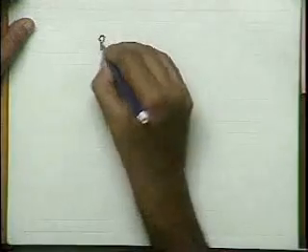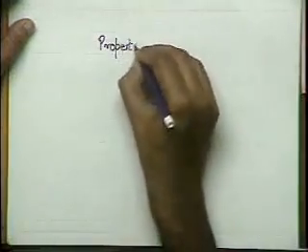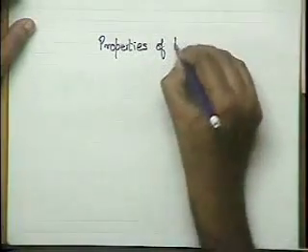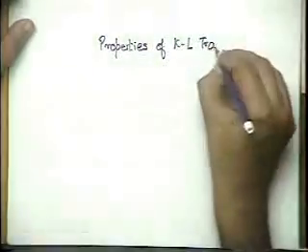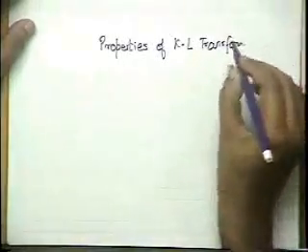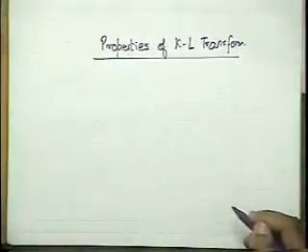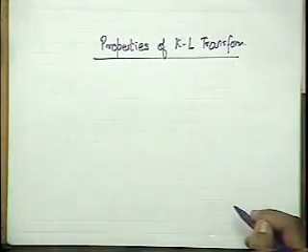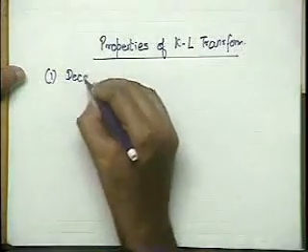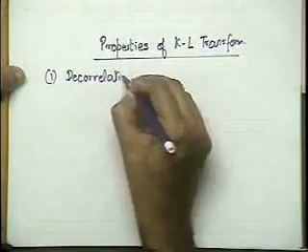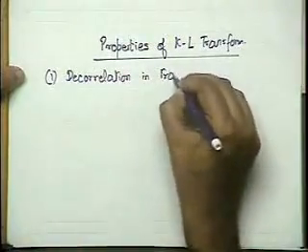And now we are going to see some of the properties of KL transform. After I tell you about the properties, you will understand why at all we are going in for this kind of a transformation. Rather, what are the advantages that we get by taking this transform. The first property which we are going to study is the decorrelation in the transform domain.